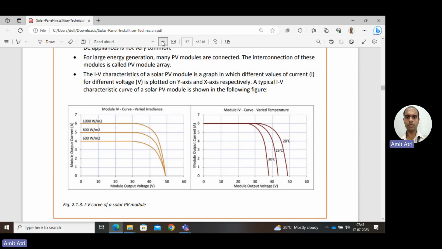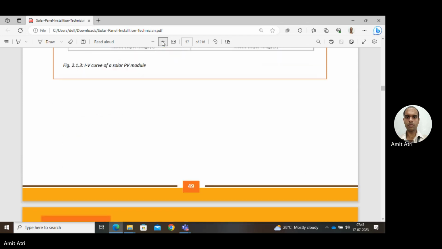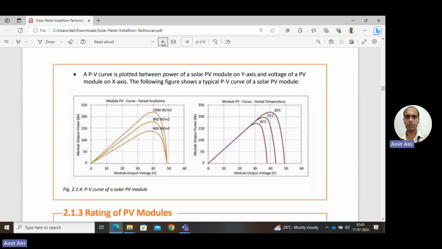In the other case, when the temperature is varying, the current is almost constant with a change in temperature, but the voltage is varying. As the temperature is increasing from 20 to 25 to 30, the voltage is decreasing. This means the temperature should be low. You should not let the temperature of the PV module increase. Otherwise, the output will decrease.